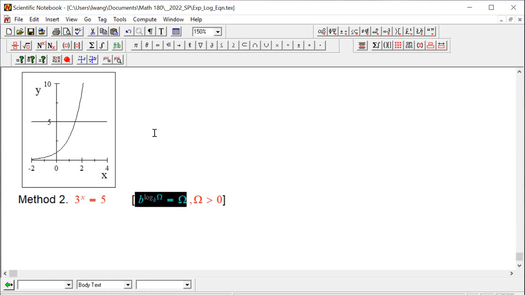So for 5, how do we express it? If omega is 5, then this is a 5. And what base would you like to choose? Well, I like to choose base 3. So this is 3 and base 3. You see that? So 5 can be represented using this expression.